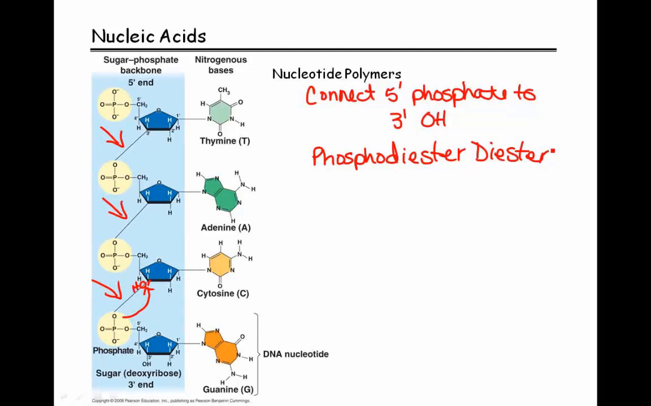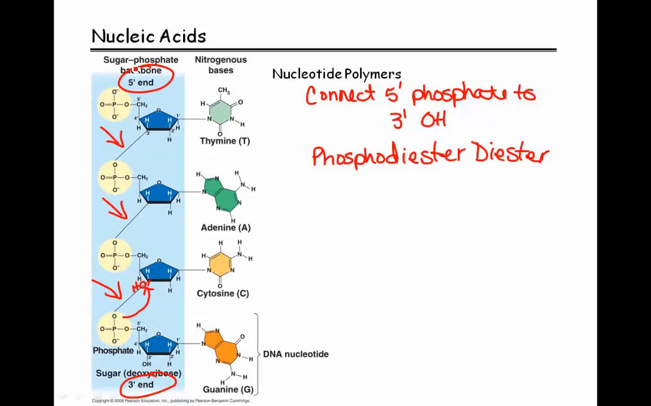No matter how many linkages we make or how many nucleotides we connect together, we will always have one end that is going to be the 3' end, and we will always have one end that's going to be the 5' end. So our nucleic acids always have these 2 unique ends on them.